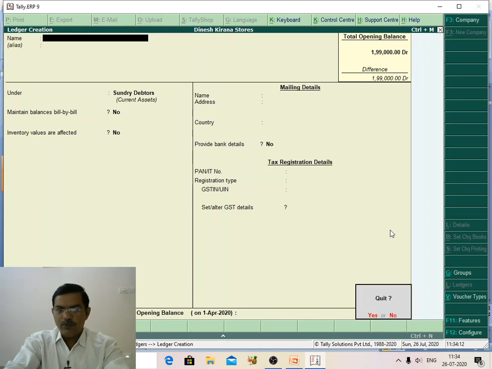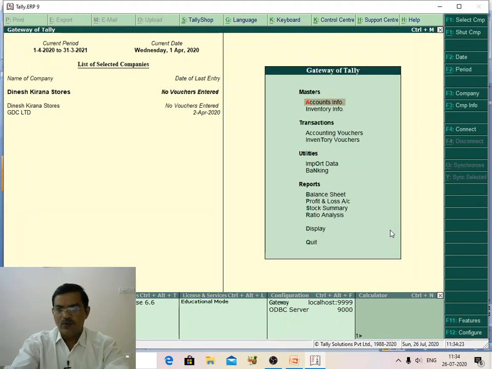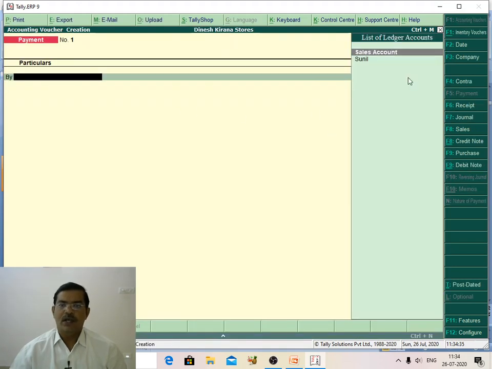Now I want to post some transactions. Mr. Sunil visited the Dinesh Kirana store for purchasing a few items. So we'll see how we can post. What is the path to post the transaction in Tally ERP 9? Go to Gateway of Tally, Accounting Vouchers, and here this screen shows voucher invoice mode.